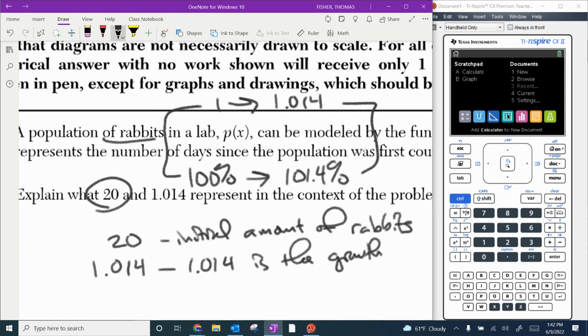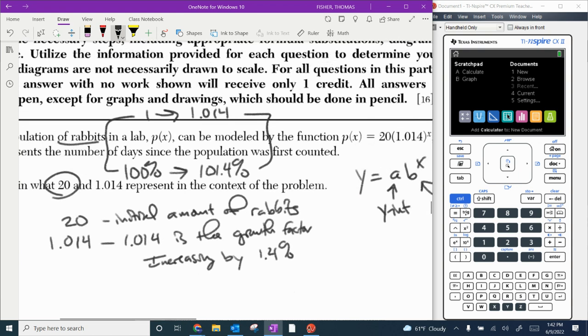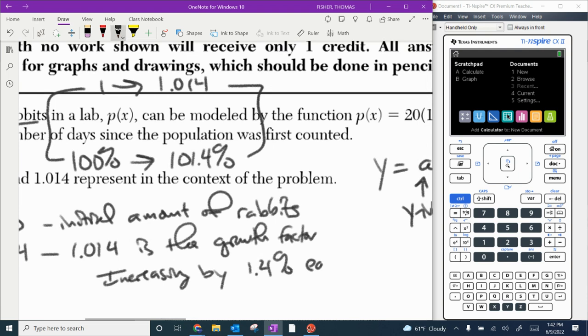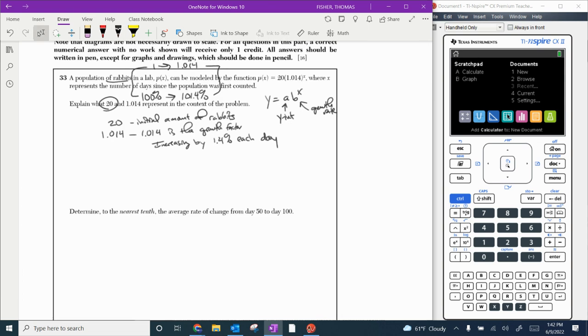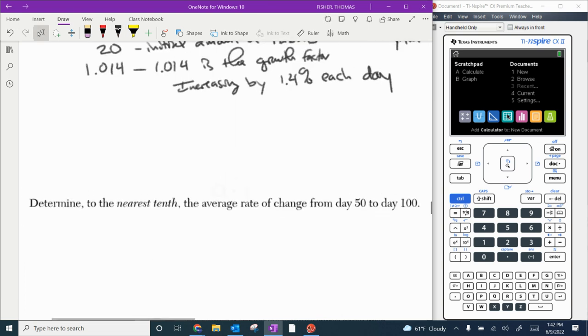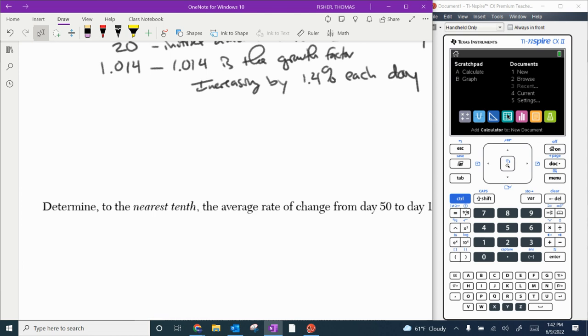The growth factor, I'm going to call it growth factor, which means it's increasing by 1.4% each day, because day is the domain. So average rate of change from day 50 to day 100. This is where you want to make a little table: X and P of X, 50 to 100.